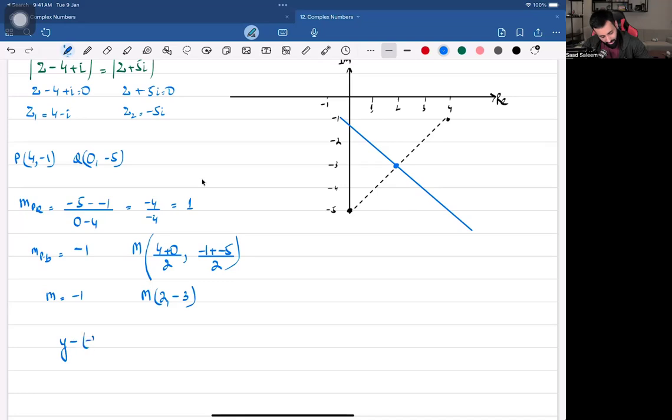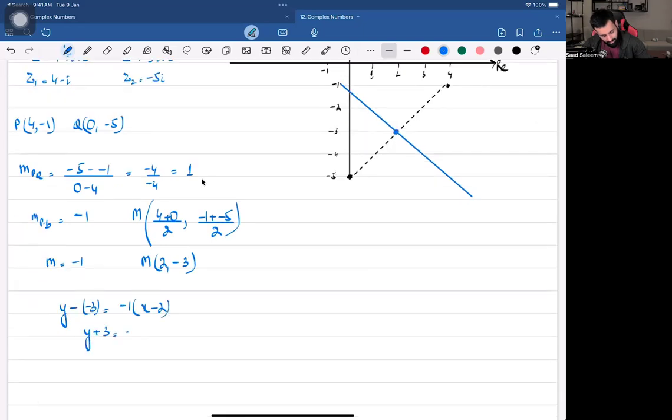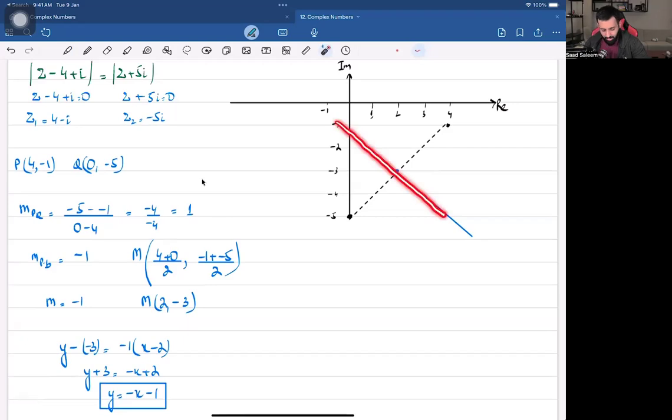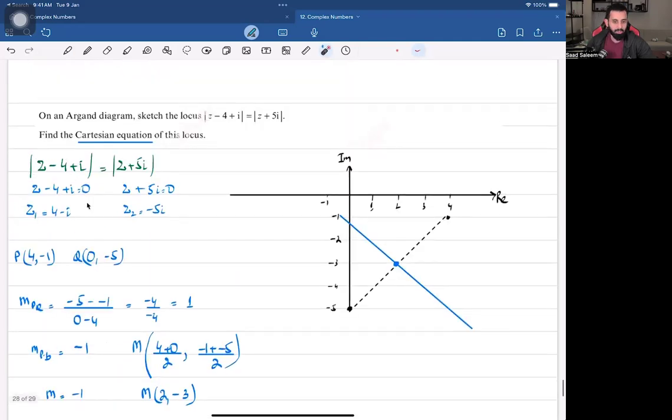Okay, we're using y minus y1 equals m times (x minus x1). And let's write this nicely. y plus 3 is equal to minus (x plus 2), which means y is equal to minus x minus 2 minus 3. That's minus 1. As you can see, drawing it accurately gives us an idea that the y-intercept is going to be somewhere on the negative side. So there you go. This is the Cartesian equation of this locus.